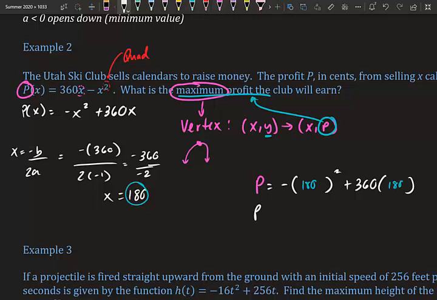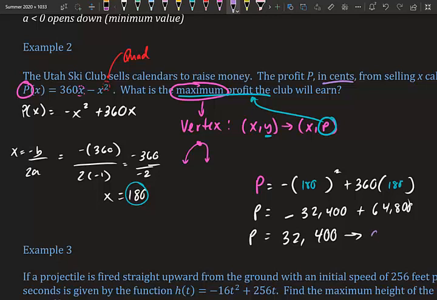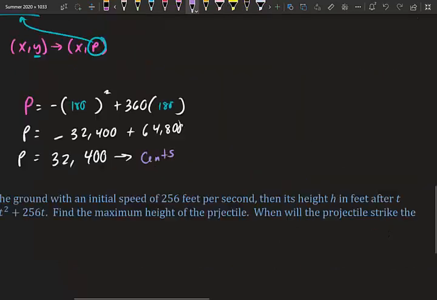So we have profit equals negative. So 180 squared is 32,400. 360 times 180 is 64,800. And we simplify to get 32,400. And remember, that's in cents. So we need to convert 32,400 cents to dollars.